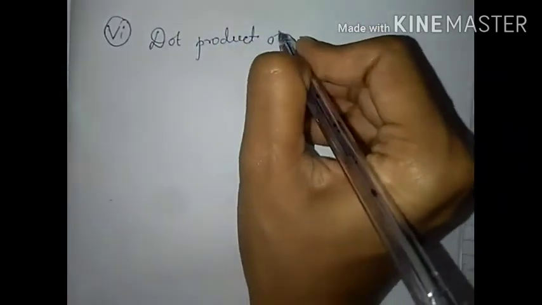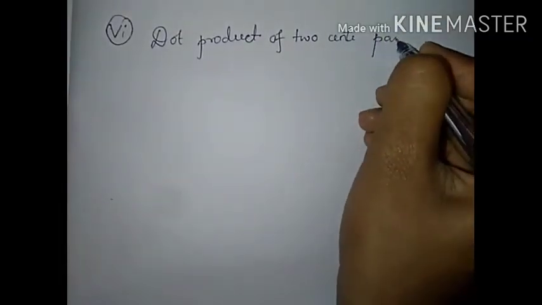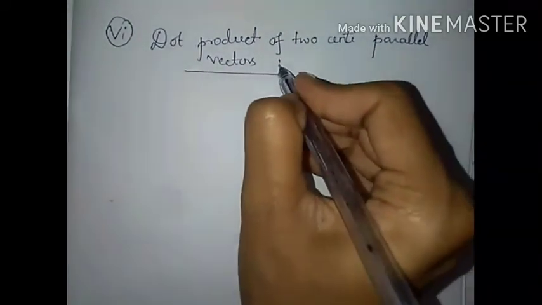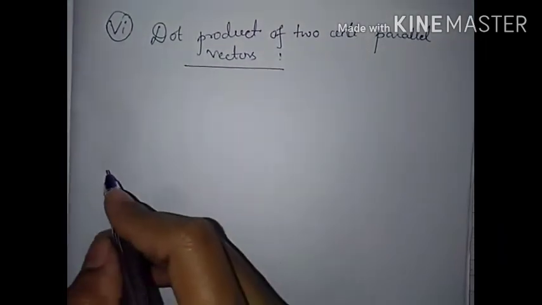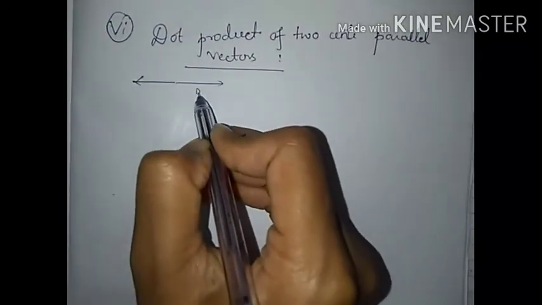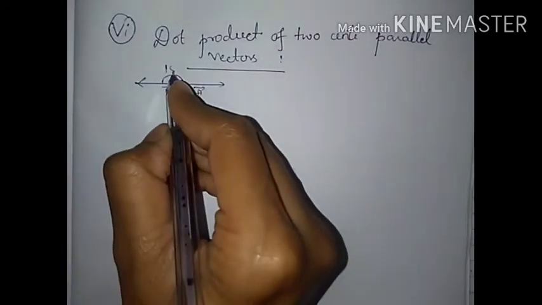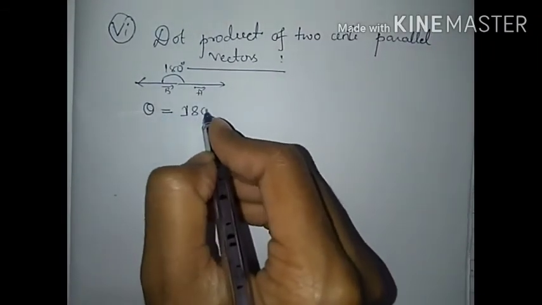Next point is dot product of two anti-parallel vectors. So you have two anti-parallel vectors. If two vectors are anti-parallel, then the theta between them will be what? Let's suppose this is A and this is B. The angle between them is what? 180 degree. So theta between A and B is 180 degree.